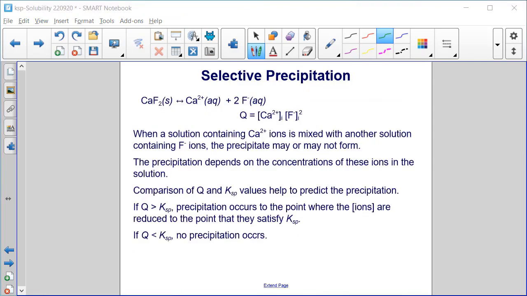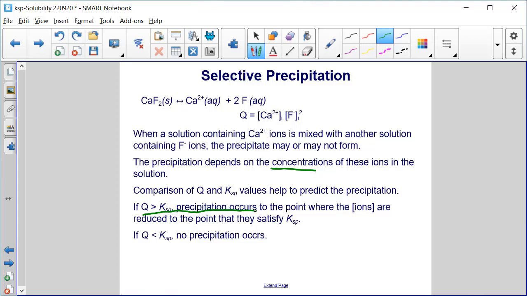When a solution containing calcium ions is mixed with another solution containing fluoride ions, the precipitate may or may not form. The precipitation depends on the concentrations of these ions in the solution. Comparison of Q and KSP values help to predict the precipitation. If Q is greater than KSP, precipitation occurs to the point where the concentration of the ions are reduced to the point that they satisfy KSP.